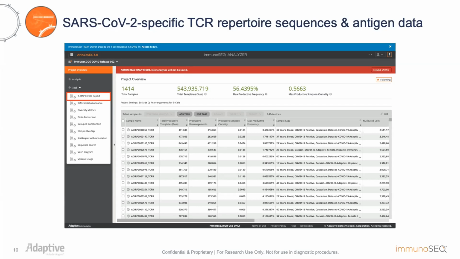One of the new tools we're really excited to have is the TMAP COVID report. This allows you to blast any of these samples or any of your own samples against that large database of known antigen-specific T-cell receptors, and it will annotate those sequences in your sample that are SARS-CoV-2 specific.